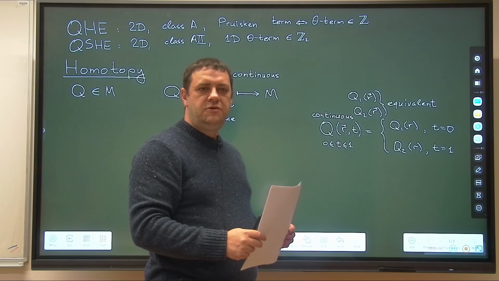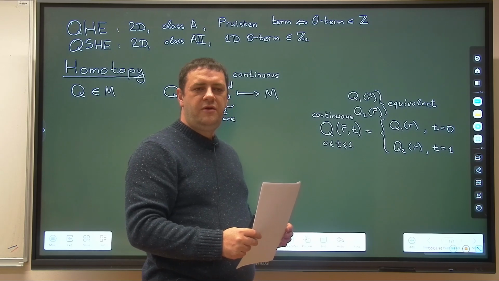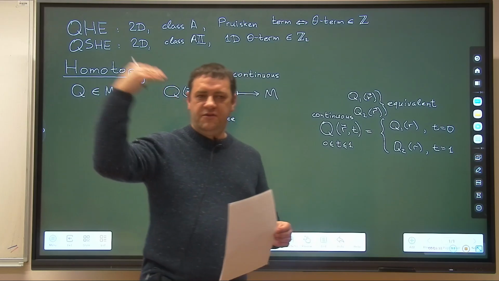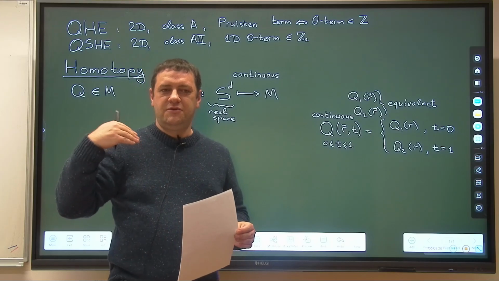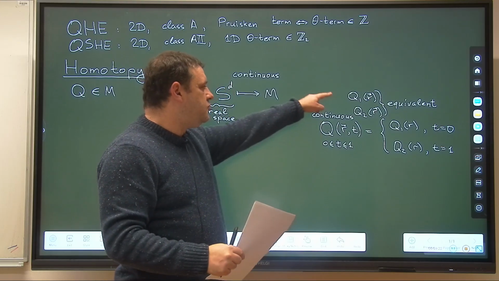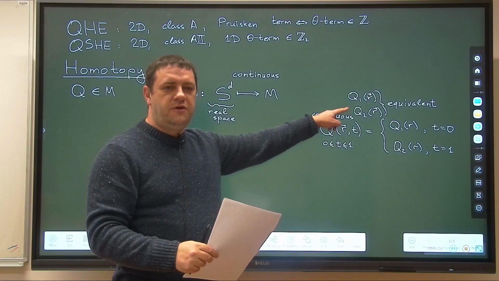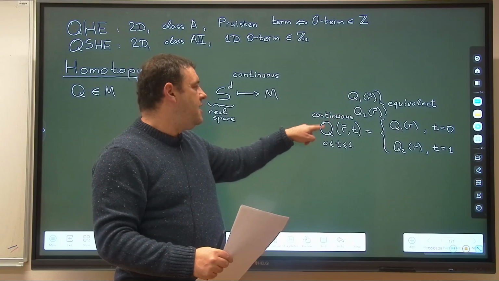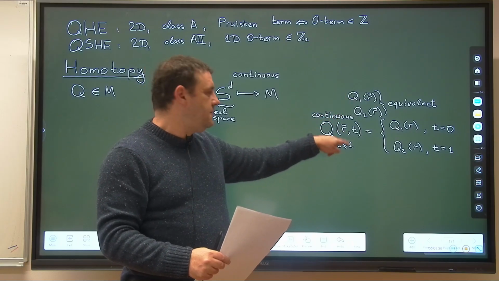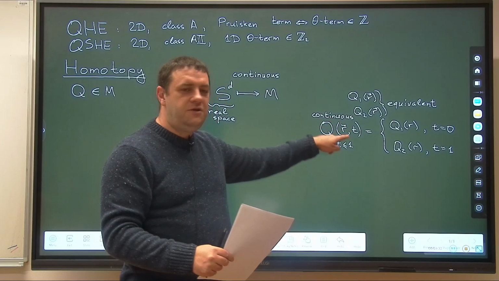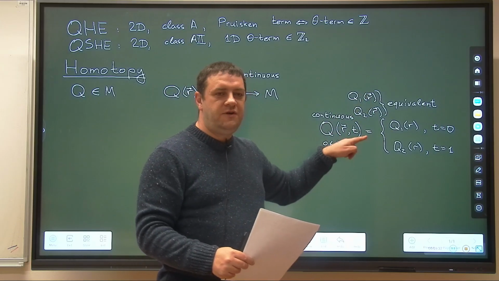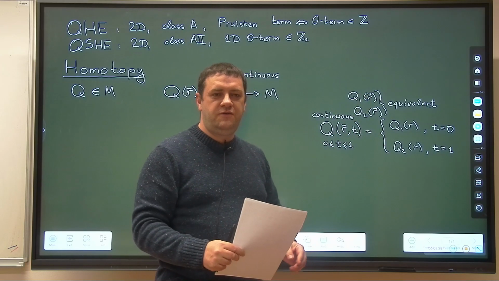I did not get the question. To understand that something is continuous, we should define distance. Okay, the mathematical definition, as rigorous as I can: two maps Q1 of R and Q2 of R are equivalent if there exists a function Q of R, comma, t, which is continuous in all variables, such that for t equals 0 it takes the value Q1, and for t equals 1 it takes the value Q2.